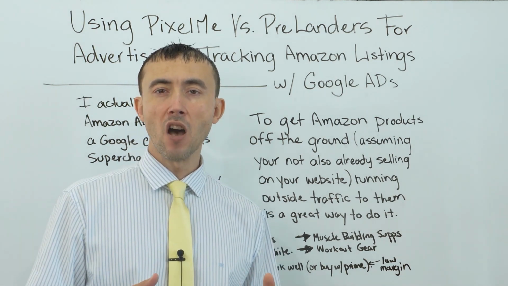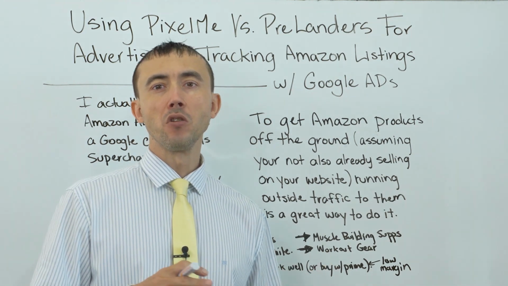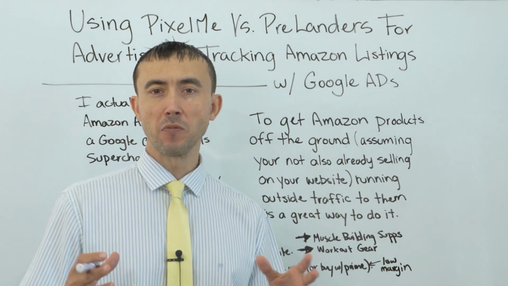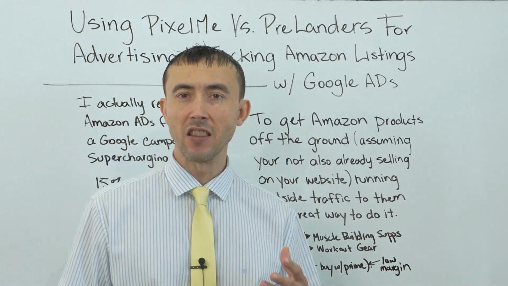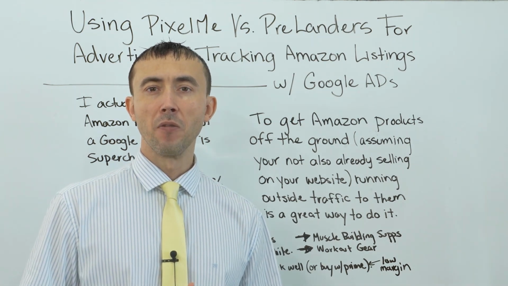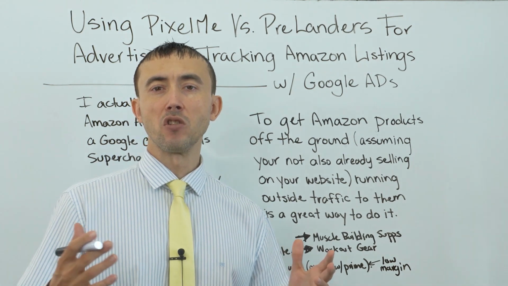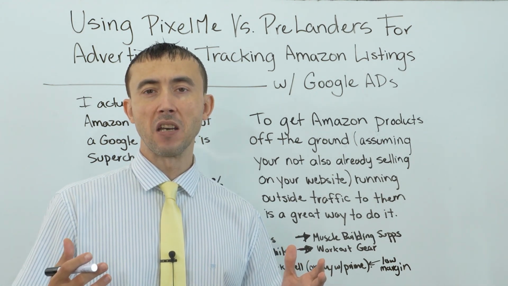PixelMe is a software where you essentially can run ad campaigns from Google to your Amazon listing and see how well the ads produce for your business inside the PixelMe software. And they're able to do this with a special tracking link that you're going to send the traffic through.